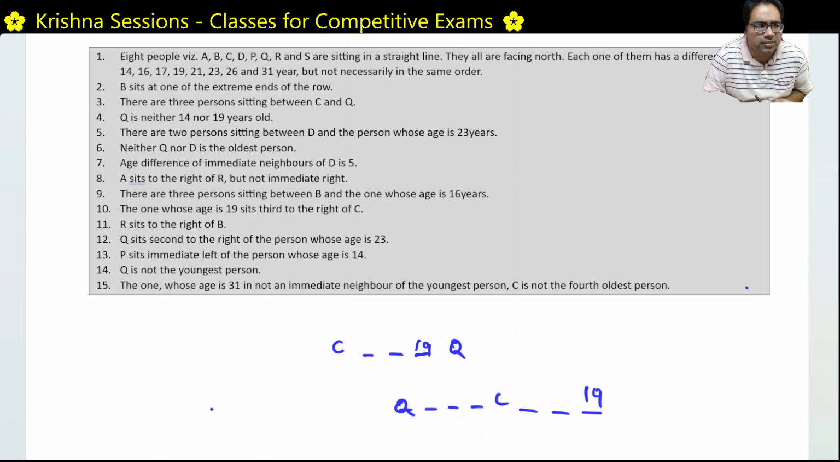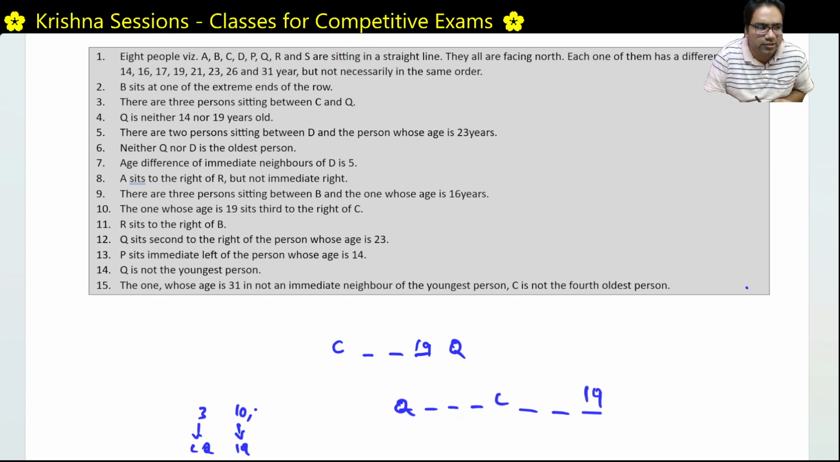So far, what are the conditions that we have used? We started with condition number 3. This gives C and Q, but the order we don't know. Then we used condition number 10 to place the person aged 19. In the second case, 8 slots are already done. In the first case, 5 slots are done.